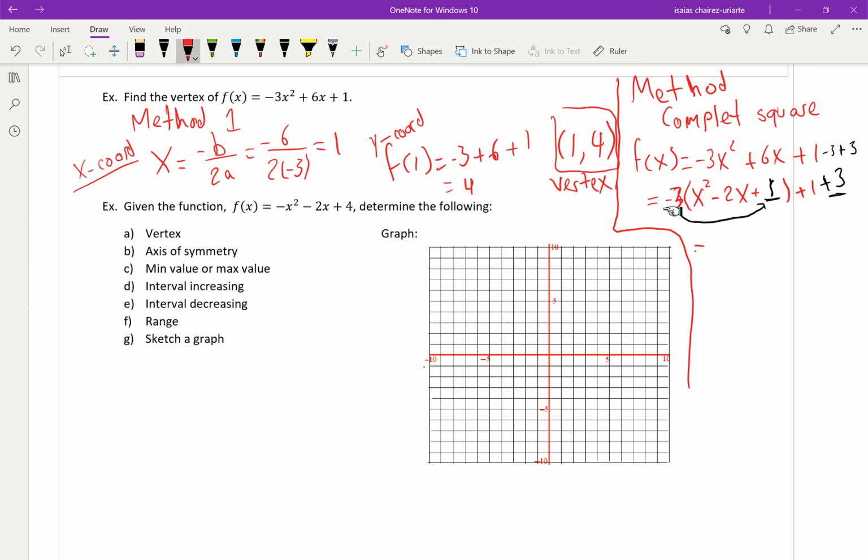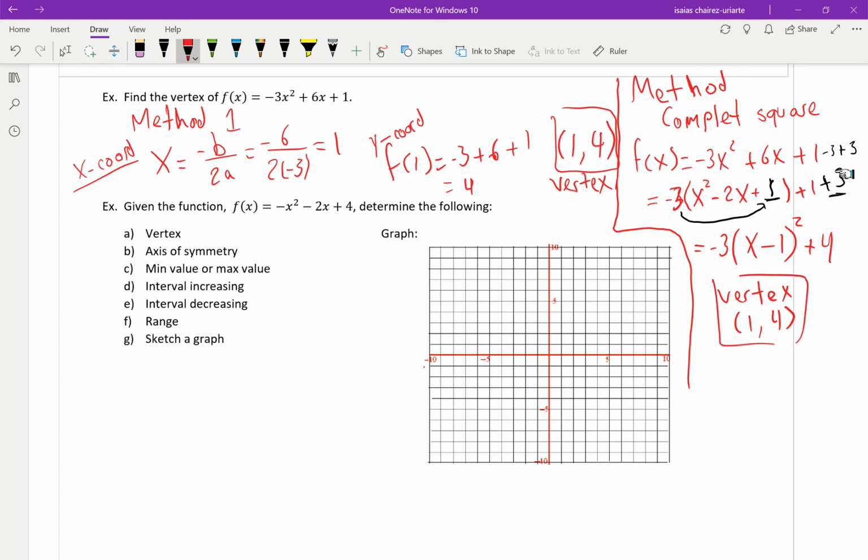And so then now what I have is the following. Negative 3, and then it turns out that this thing in parentheses, x squared minus 2x plus 1, is just a perfect square. It's just x minus 1 squared. And then, well, 1 plus 3, I guess it's 4. And then I have my vertex. My vertex is going to be the point 1, 4.